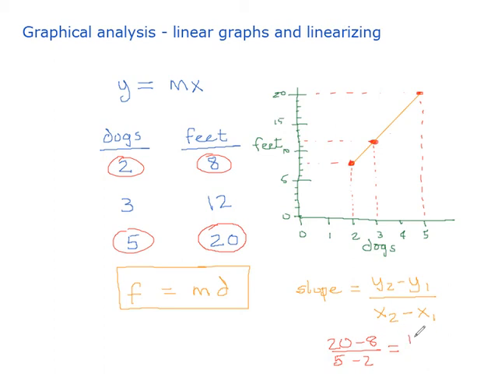20 take away 8 is 12. 5 take away 2 is 3. 12 divided by 3 is 4. And so we have learned that the number of dog feet in a room equals 4 times the number of dogs.